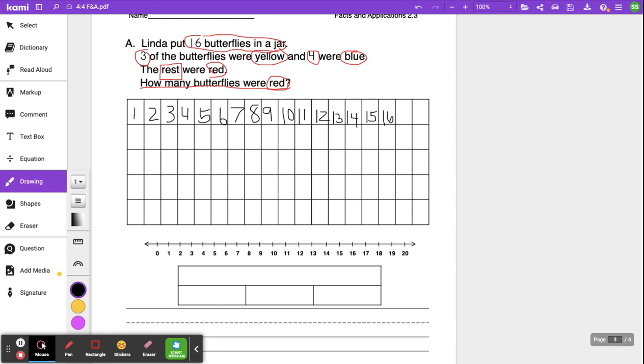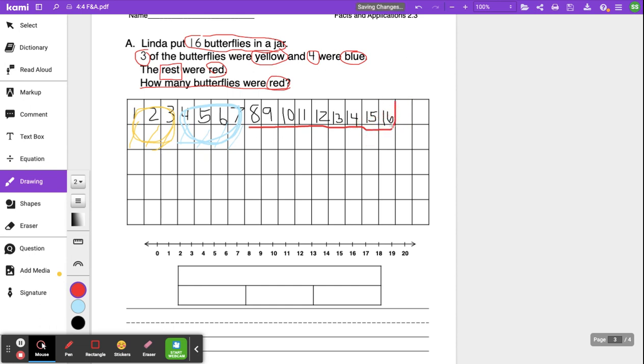Now it tells us that 3 of the butterflies were yellow. You can choose what side you want to start on. I think I'll start over here. 3 of the butterflies were yellow. 1, 2, 3. This is the group of yellow butterflies. 4 were blue. Okay, I need to make my next group. 1, 2, 3, 4. These are the 4 that are the blue butterflies. Now, it says that the rest are red. That means that all of these are red.